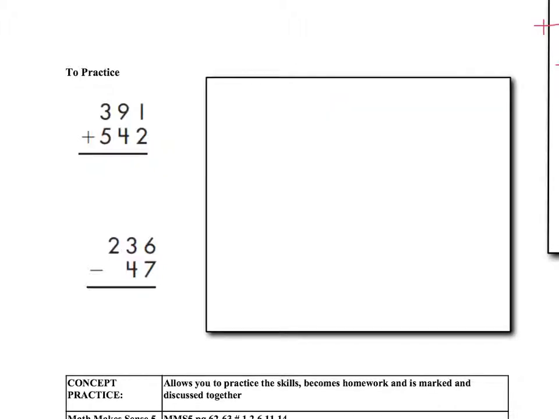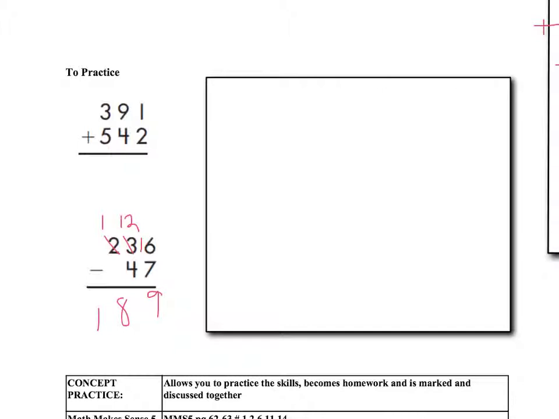All right, let's try our subtraction. 6 take away 7 I can't do, so I'm going to borrow from the 3. It's going to be 2. 6 becomes 16. 16 minus 7 is 9. 2 minus 4, I still can't take 4 away from 2, so I'm going to borrow again. My 2 is going to become 1. This 2 is going to become 12. 12 minus 4 is 8, and 1 take away nothing is 1, so that's my answer.